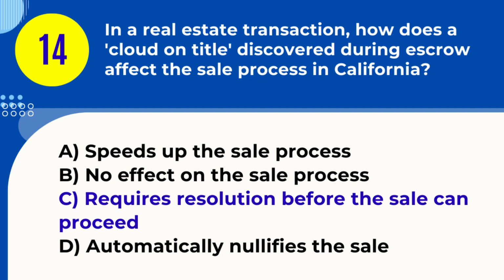Answer. C. Requires resolution before the sale can proceed. Explanation. A cloud on title discovered during escrow can delay or hinder the sale process in California. It must be resolved to ensure a clear title before the sale can proceed, as it indicates a potential claim or lien on the property.